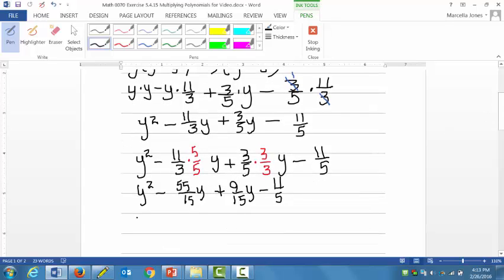So y squared, and then I have a negative 55 over 15 plus 9 over 15. So I get a negative 46 over 15y minus 11/5. So that's my final answer on that. And I'm using the distributive property twice, and I also have to make sure that I rewrite my fractional coefficients as coefficients that have the same denominator before I can add these like terms.